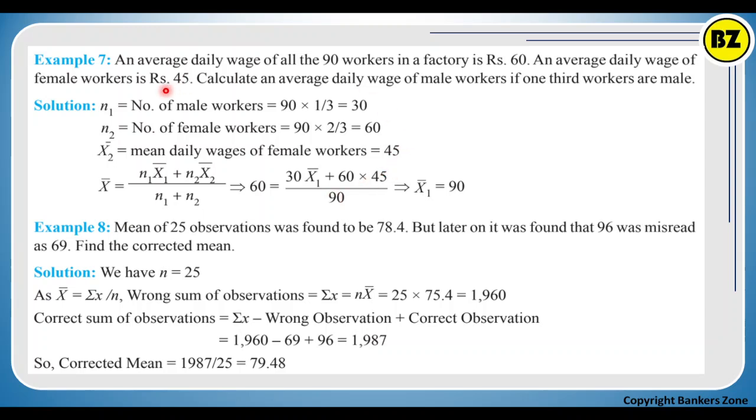So friends, here we'll discuss the next, seventh problem. See how to solve these types of problems. What is the problem statement? Average daily wage of all the 90 workers in the factory is 60. Average daily wage of female workers is 45. Calculate the average daily wage of the male workers if one third of the workers are male.